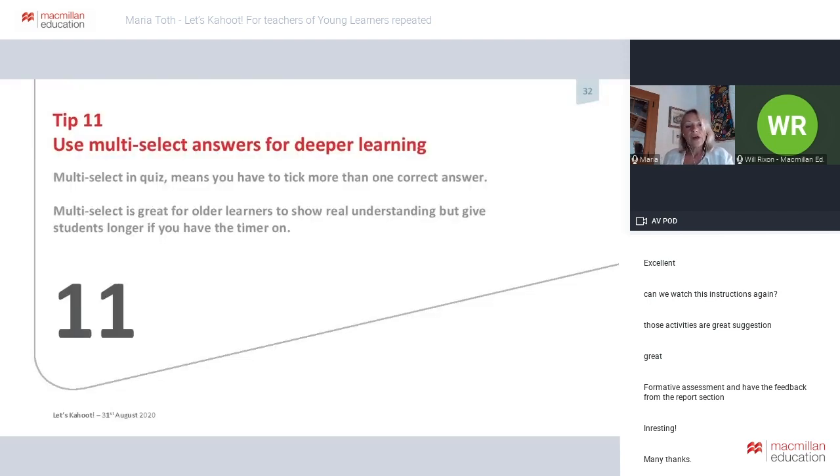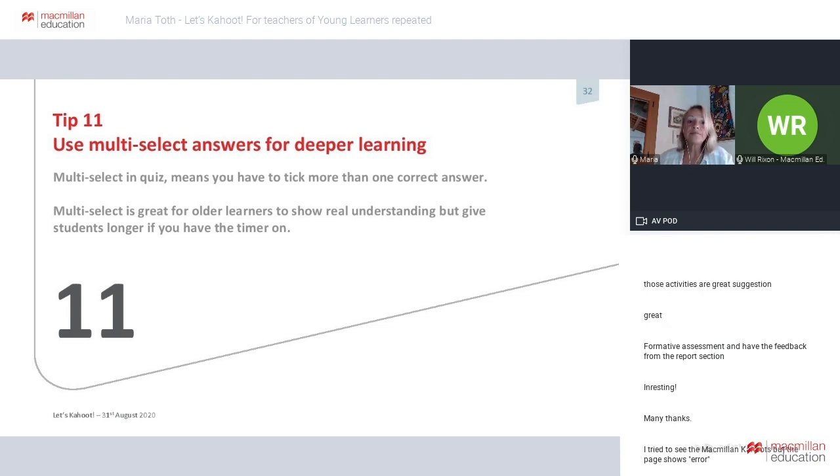And the multi-select answers are great. If you have premium, you can use more than one answer in your answers. They have to tick the answers, and it's great for the older learners if you're looking at getting them to show real understanding. You need to give them a little bit longer in these questions, especially if they're going to tick 2 or 3 items, or even the 4 items. It does show deeper understanding. Okay.